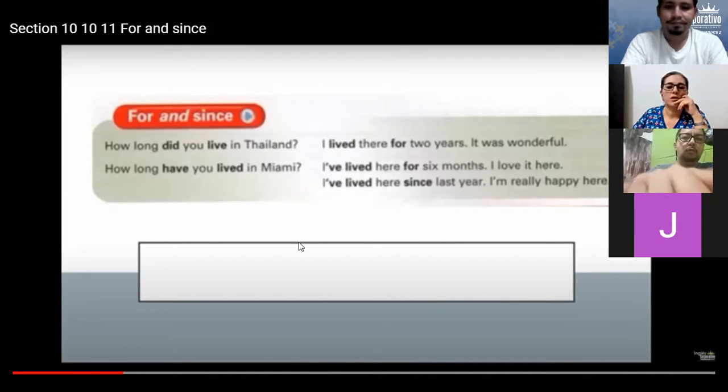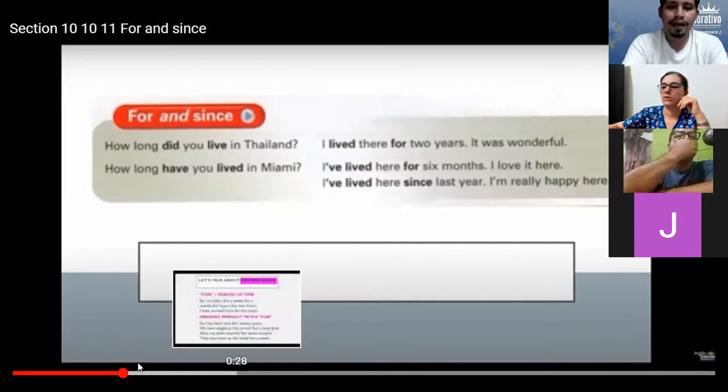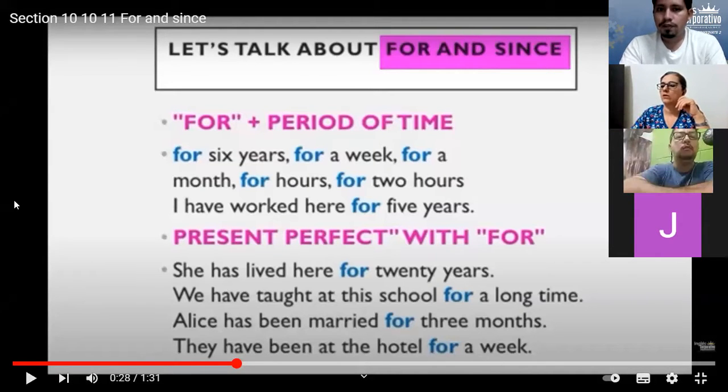Well, then we have those examples. Let's go to the following slide, because in this part, we're going to find how we use it. What is the purpose of using for, and what is the purpose of using since? We're going to start talking about for first.